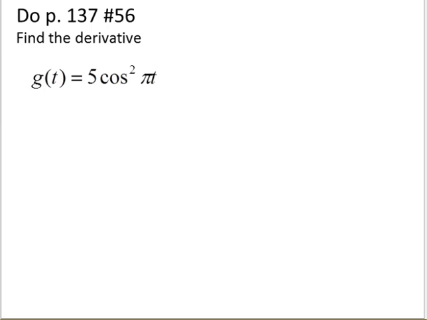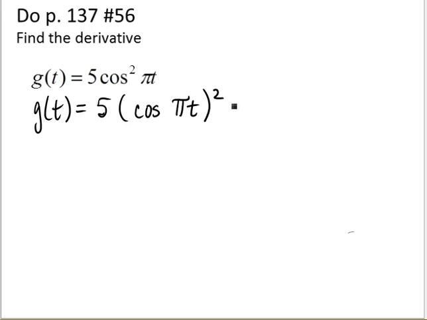Moving on, the next problem, we're going to find the derivative. The way this is written, I need to rewrite it before I begin. This really says that I have 5 cosine pi t squared. Whenever that squared is right there with the cosine, that's different than having the cosine of t squared. That would be where the t is just squared. In this case, the whole cosine pi t is being squared.